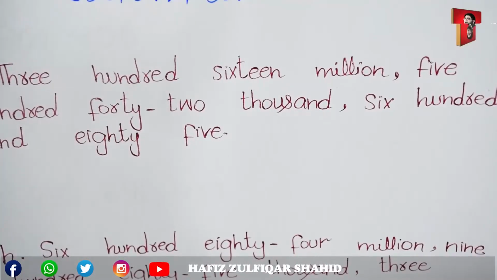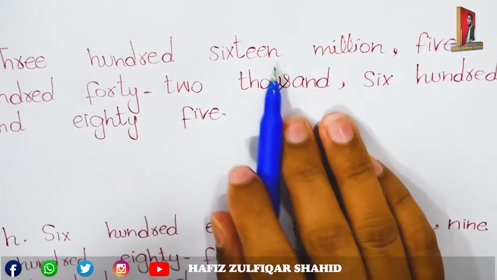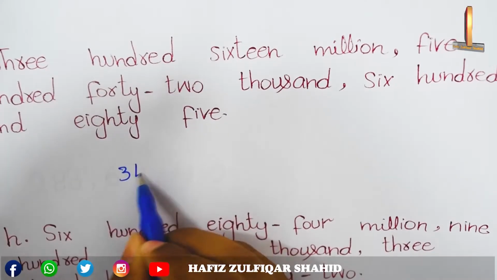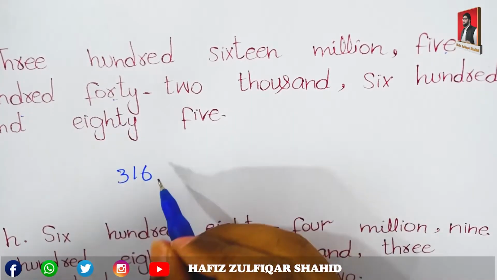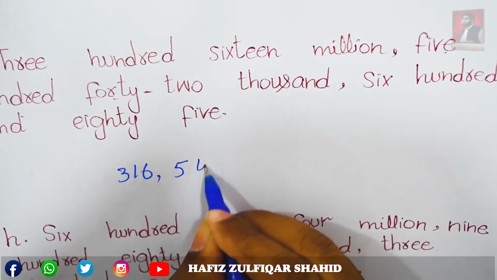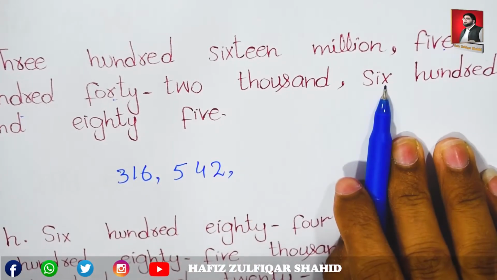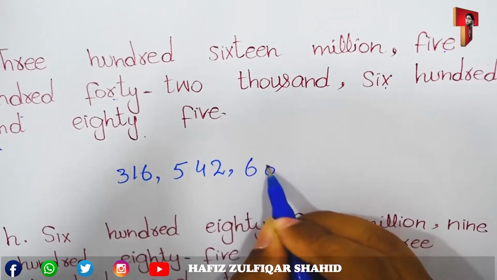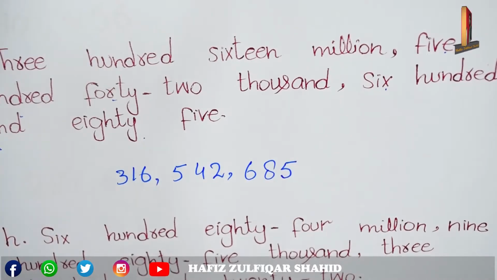Let's practice another one, which is 316 million. Write down 316 million, then 542,000, put a comma. Next is 685. That's it. Very easy.